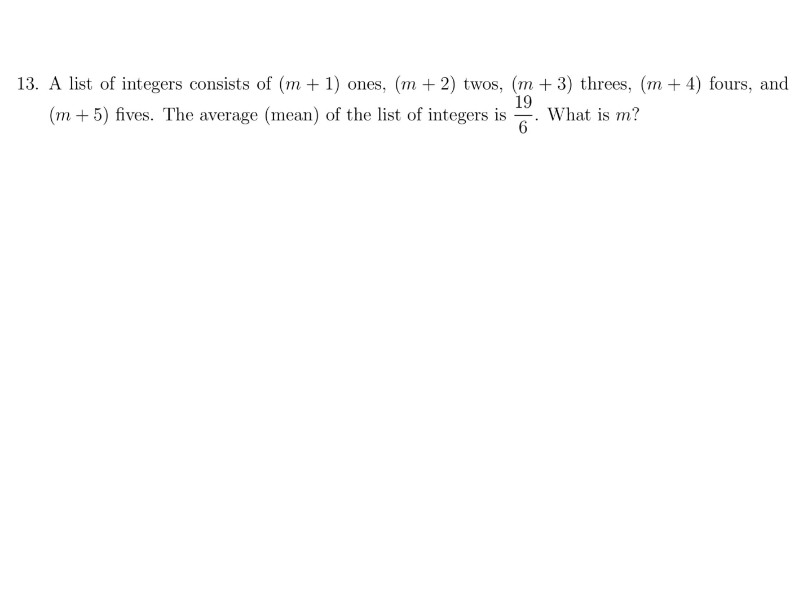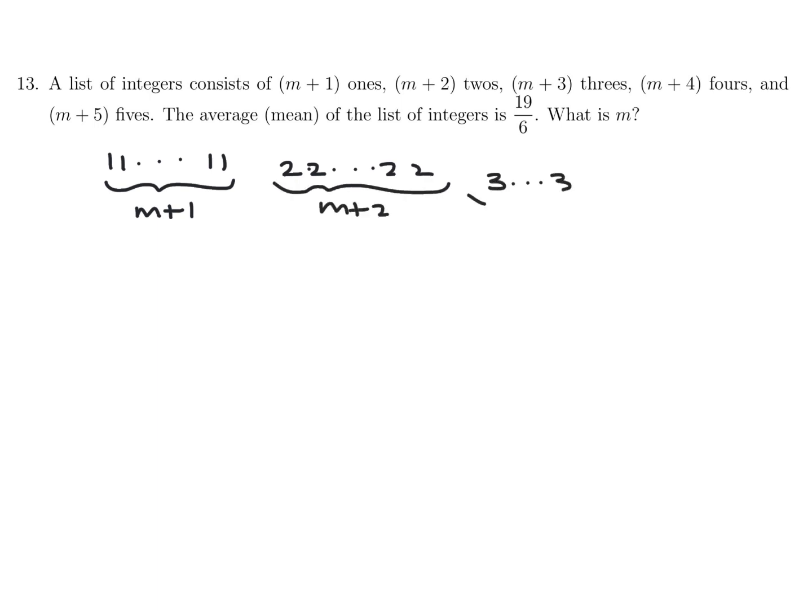A list of integers consists of m plus 1 ones, m plus 2 twos, m plus 3 threes, m plus 4 fours, and m plus 5 fives. The average mean of the list is 19 over 6. What is m? So we have a whole bunch of ones, and they're telling us that it's m plus 1. Like, for example, if m was 7, it would be 8 of these. There's 8 ones. And similarly, a whole bunch of twos, and they're telling me there's m plus 2 of those guys, and so on. You guys get the point.